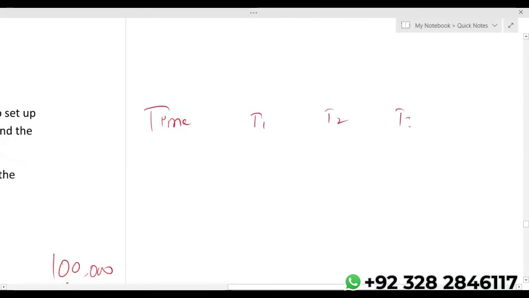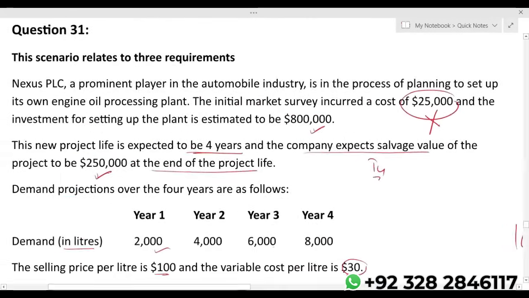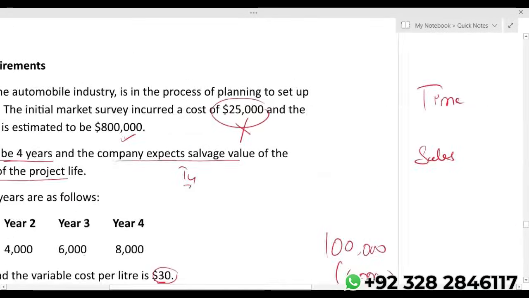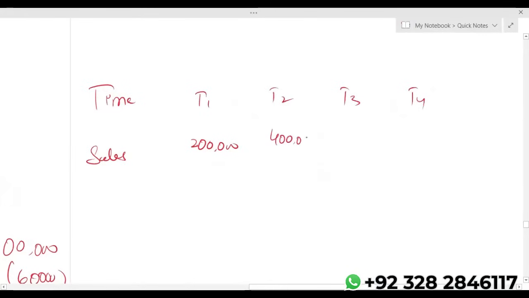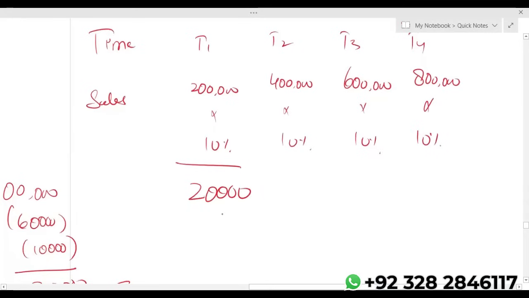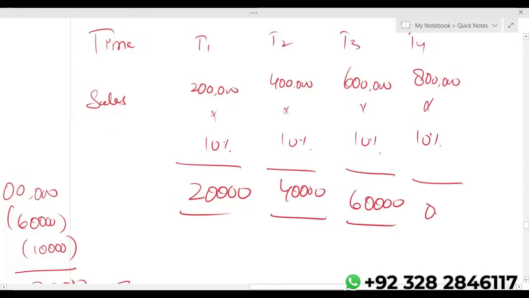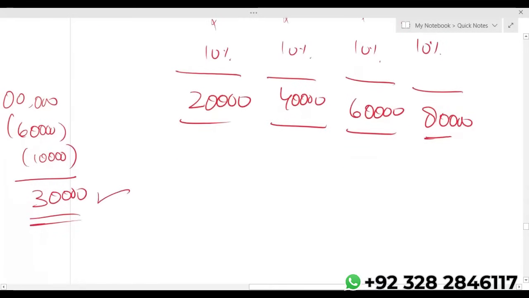T1, T2, T3, T4. Sales is going to be 2 lakh, 4 lakh, 6 lakh and 8 lakh. 10% of that we will be investing in working capital: 20,000, 40,000, 60,000, 80,000. Okay. Now, how will we show this in our final presentation?